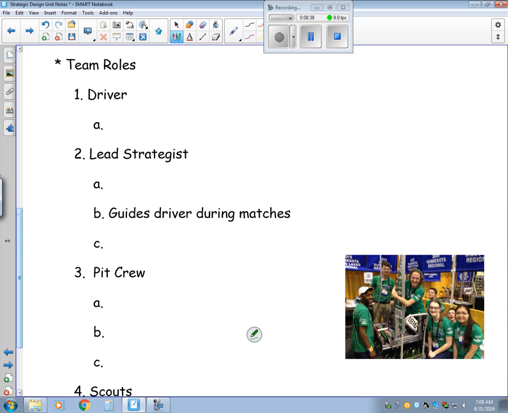Okay, the next thing I want to talk with you about is the team roles. First off, we have the driver. This is the person who is responsible for operating the robot. Ideally, I would like to have 2 drivers per team, just in case someone can't make it to a match, or if someone has to get something to eat and the robot gets called up to play a match. I'd like to have 2 competent drivers.